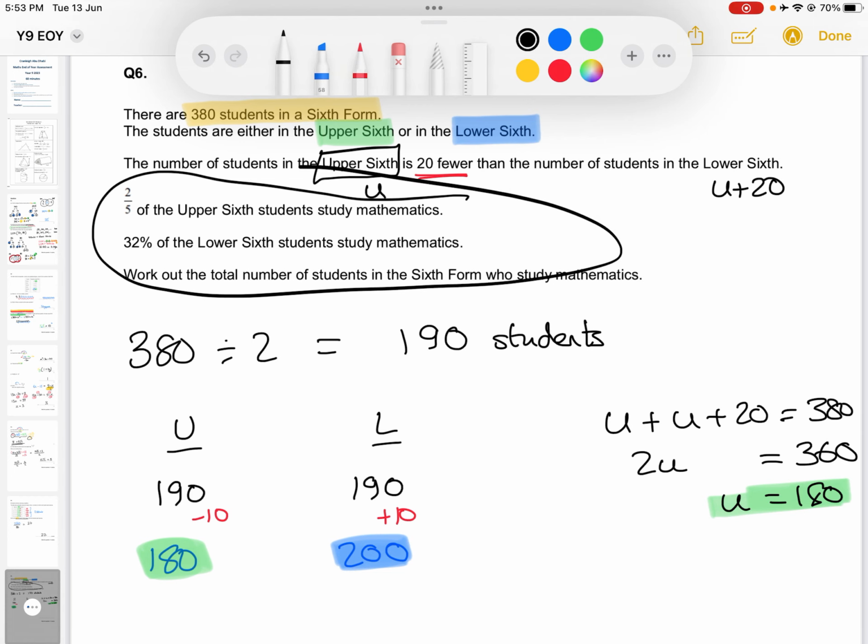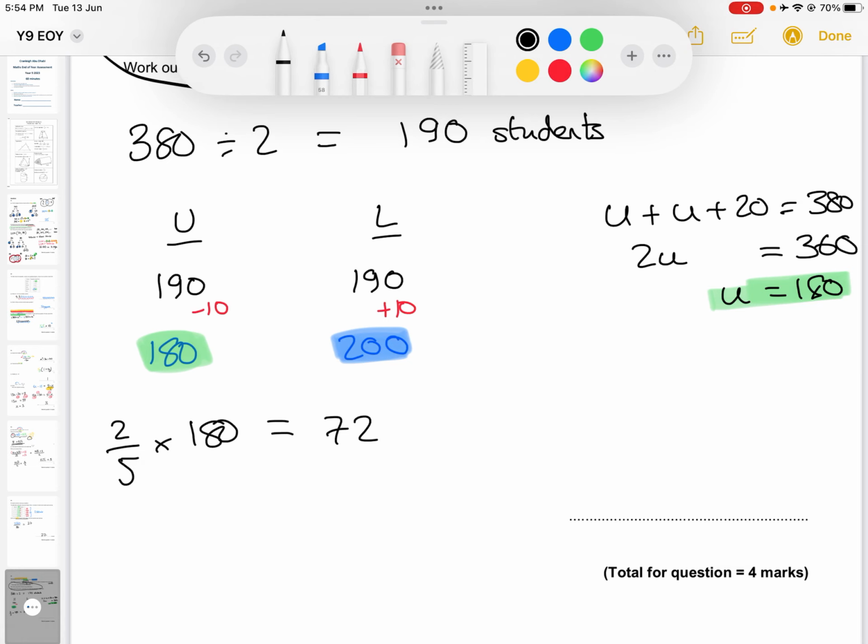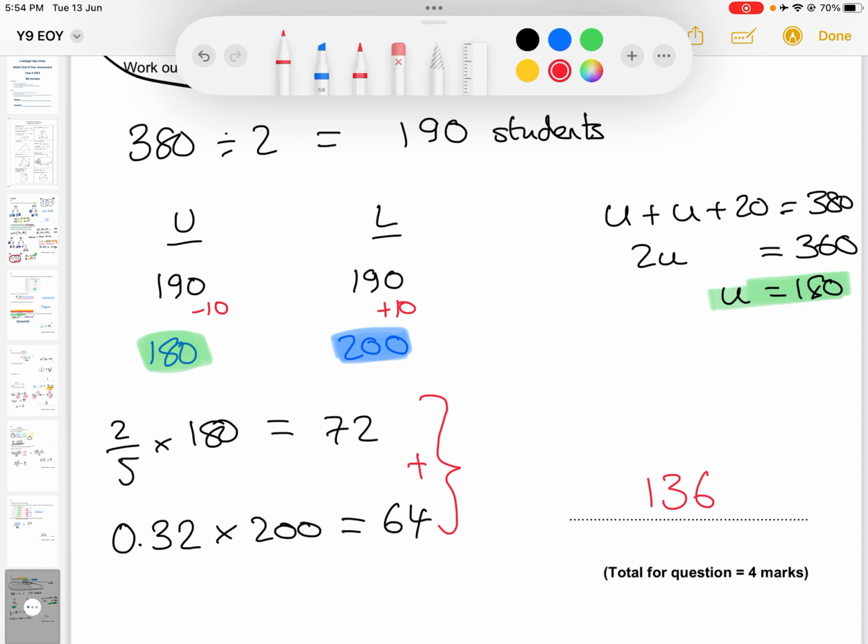So we start off by doing 2/5 of the upper, which is 180. So we're going to have 2/5 times 180, which will give us 72. We then have 32%, which is 0.32 times 200, which gives us 64. And in order to get our total, we add these together, giving us 136 students in total that study maths. Done.